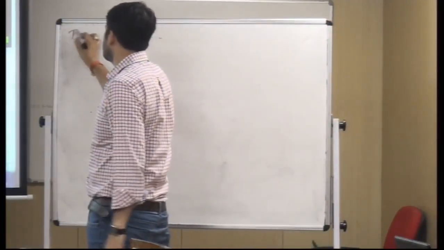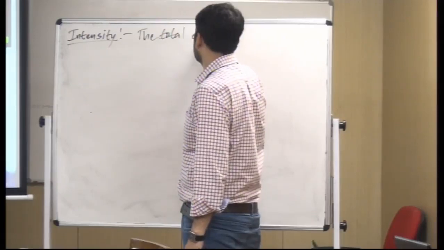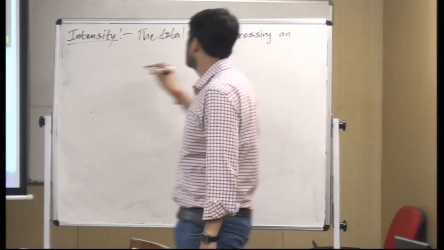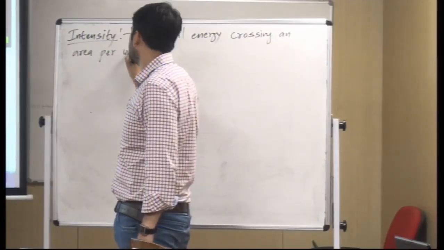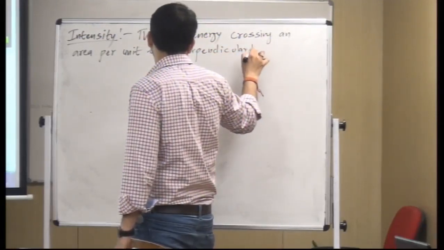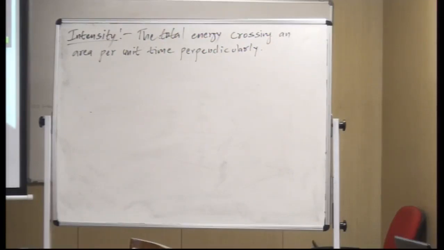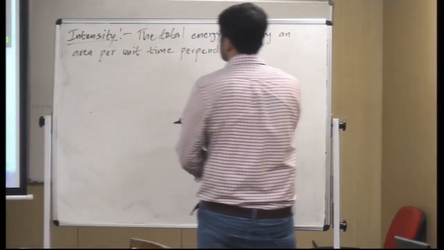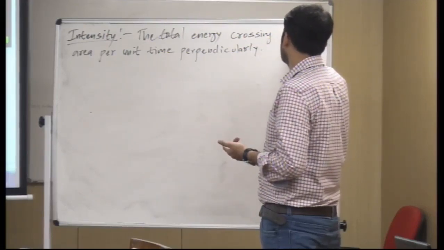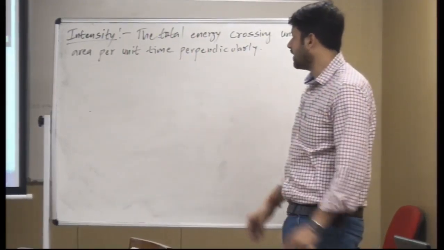Okay, so now intensity is the total energy crossing an area per unit time perpendicularly. Crossing one unit area, actually it should be. The total energy crossing unit area per unit time perpendicularly.